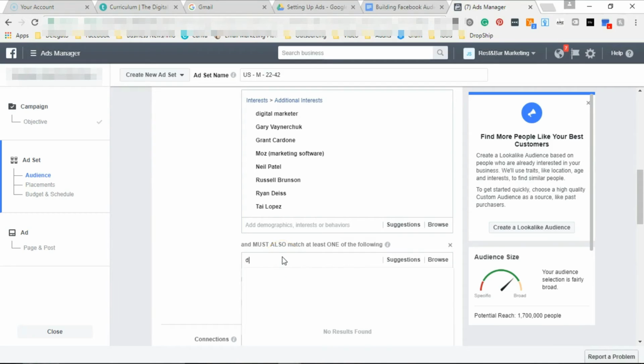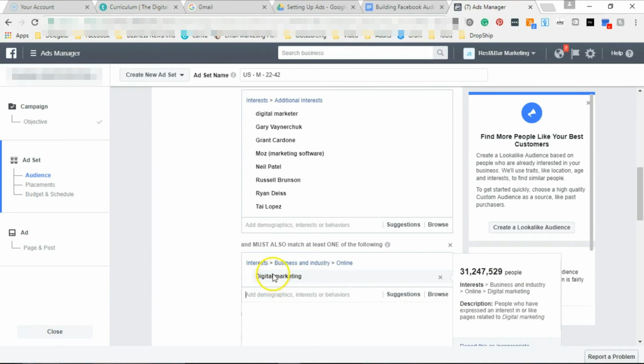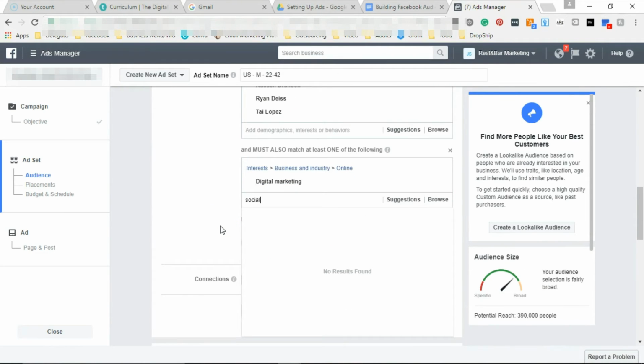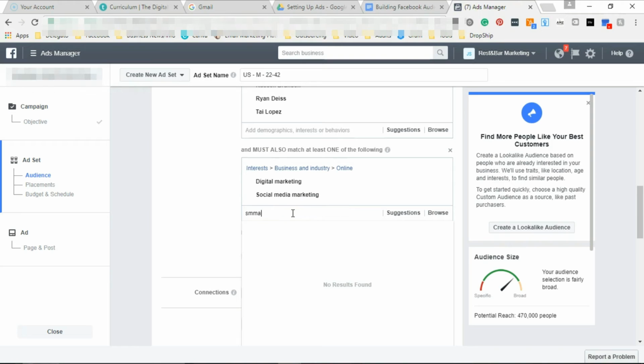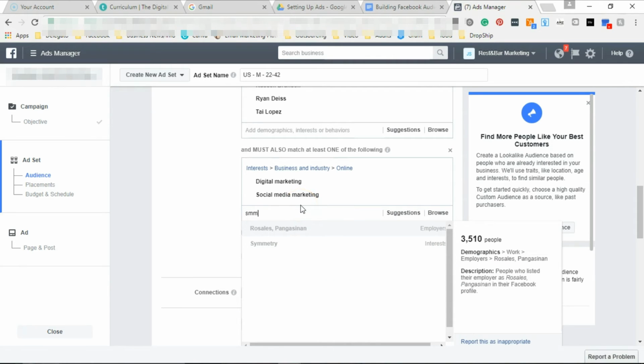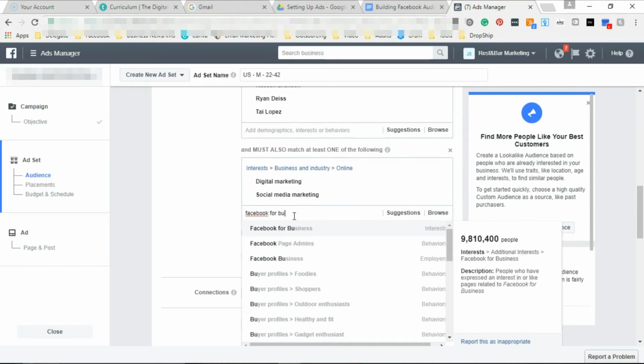So basically we're going to do digital marketing. Alright, that's an interest in itself. We should show social media. Alright, that's an interest. We can do, let's see if SMMA, because people typed, okay good, that's not an interest, it shouldn't be. What else was I going to do? You can do email marketing. We'll do Facebook for Business, because you're not going to be using that if you're not in Facebook for Business.